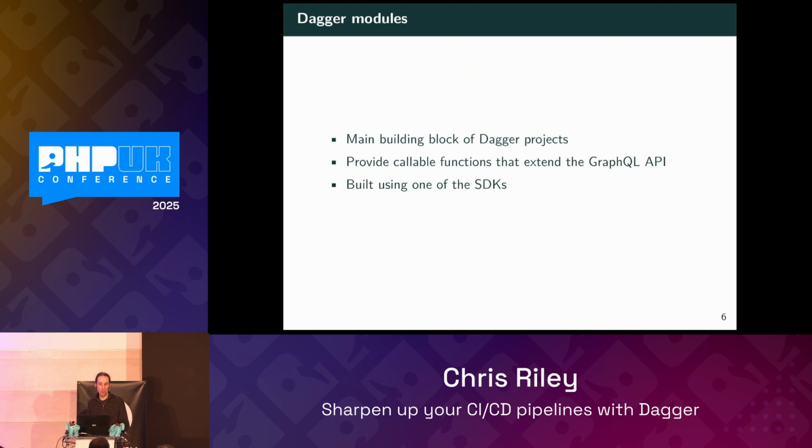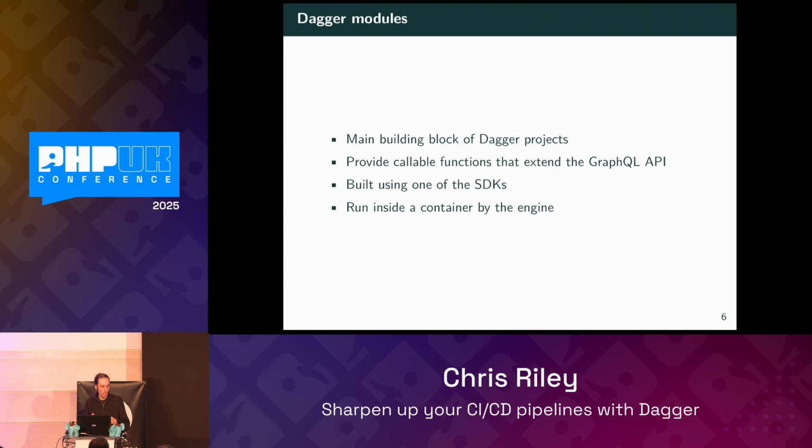In order to build a module, you need to use one of the supported SDKs because there needs to be actual support built into the engine to know how to actually run that module. So it's not just as simple as writing some code. It actually has to be built-in support, which we have for PHP now, and a few other languages, of course.